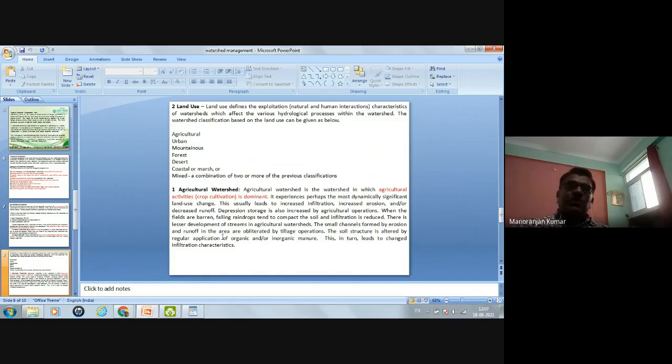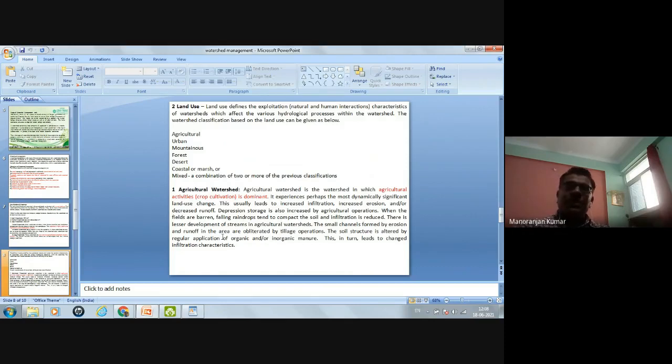Depression storage is also increased by agricultural operations. When the fields are barren, meaning there is no vegetation, then in that condition the falling raindrops tend to compact the soil and infiltration is reduced. So there is lesser development of streams in an agricultural watershed. The small channels formed by erosion and runoff in this area are obliterated by tillage operations. The soil structure is altered by regular application of organic as well as inorganic manures. Thus, it leads to a change in infiltration characteristics.